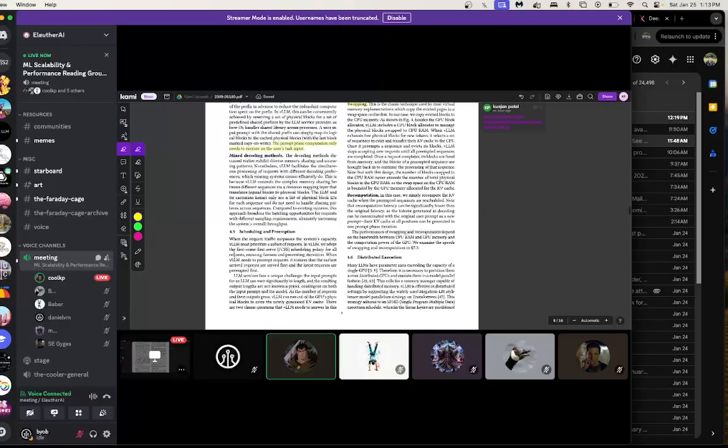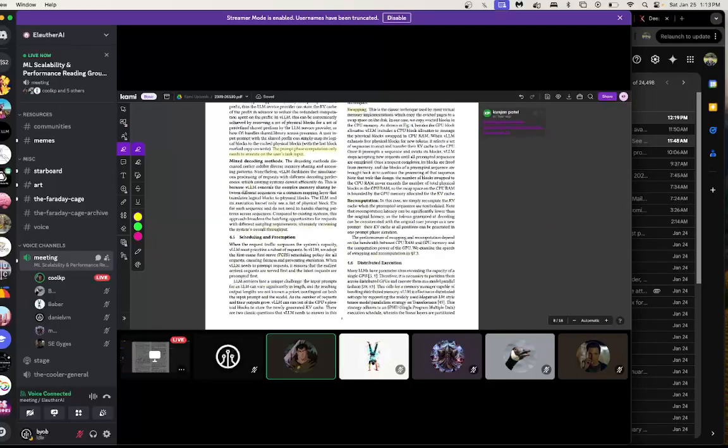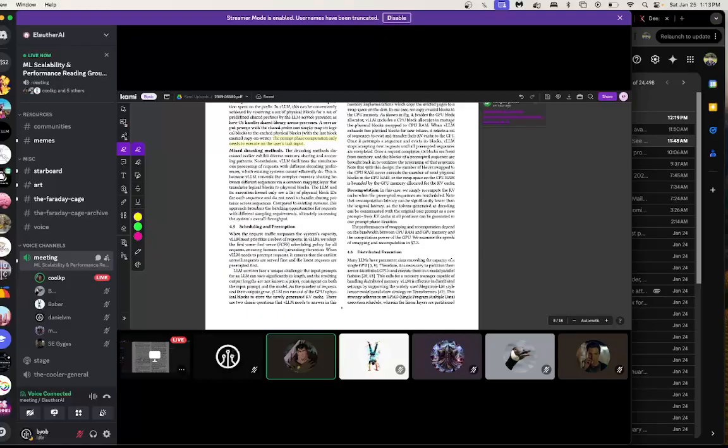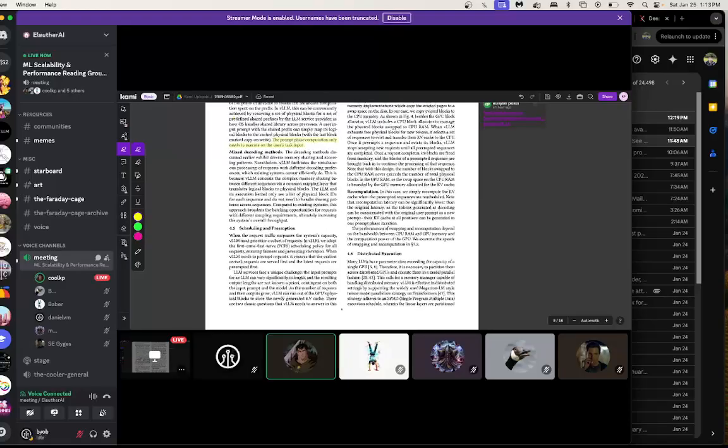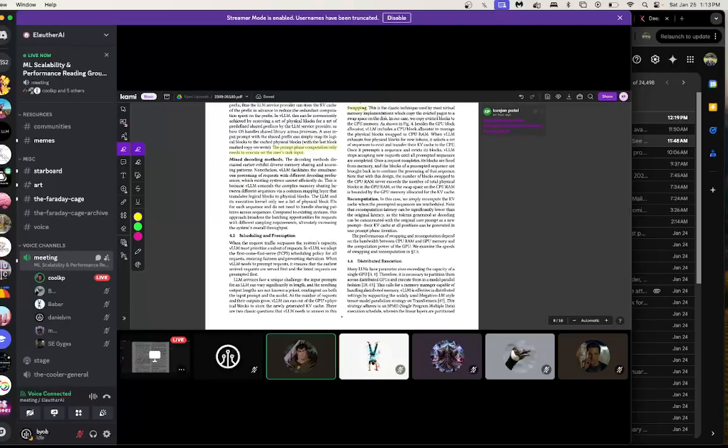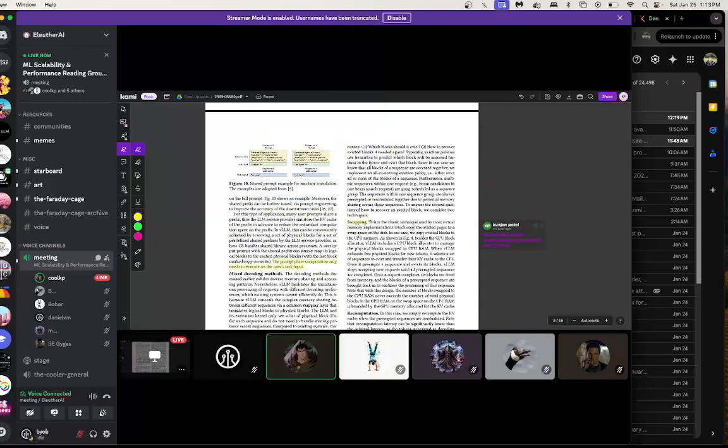Here's something about scheduling and preemption. As the number of requests and outputs grows, vLLM can run out of GPU physical blocks to store the newly generated KV cache. As this is a cache, we're going to see some cache eviction, which translates to preemption and scheduling. There are two classic questions that vLLM needs to answer in this context. Which block should it evict? How to recover evicted blocks if needed again?